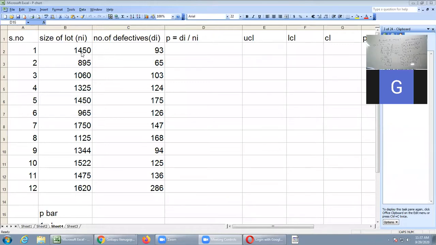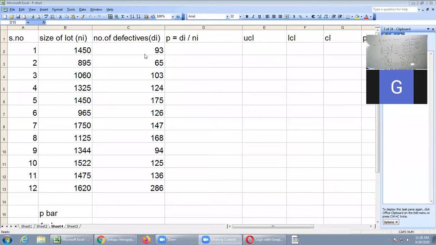Now see, this is the data given. Sample number is given. Sample number means how many samples have been considered. 12 samples have been considered. Now you can observe these are the sizes of the lots. First lot 1450, second lot 1895, third lot 1060, fourth lot 1325. That means n value is varying. n value is not fixed.